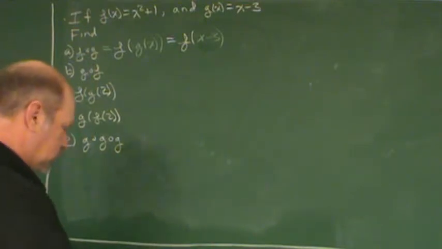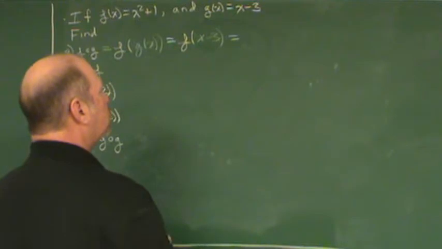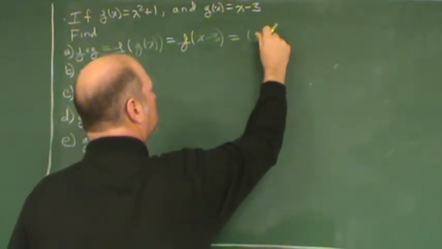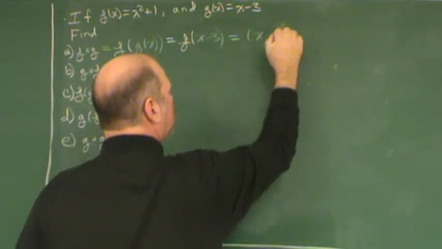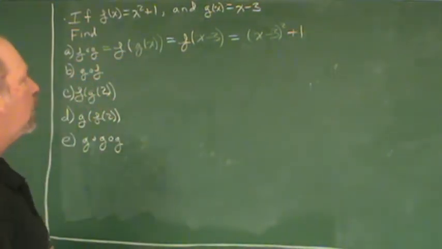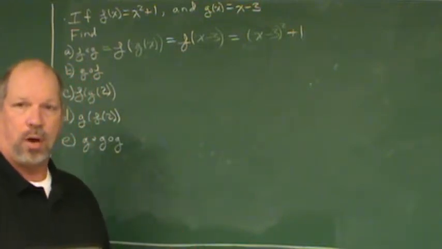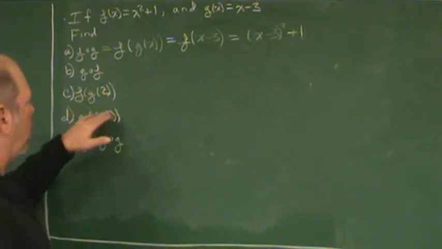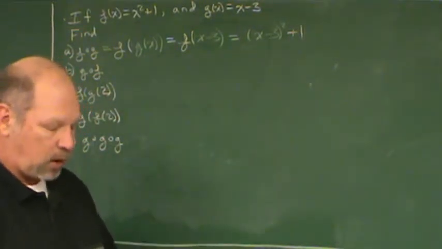So that turns into f is x squared plus 1, so we're going to have x squared, this is going to be x minus 3 squared plus 1. Okay, and now for me that's really far enough if all you're after is composition. But in this case, looking down the road, we need to find f composed with g of 2, so let's go ahead and simplify that out.